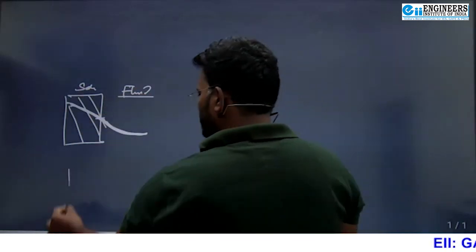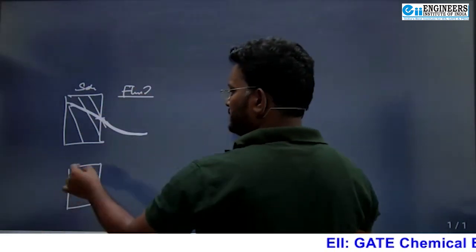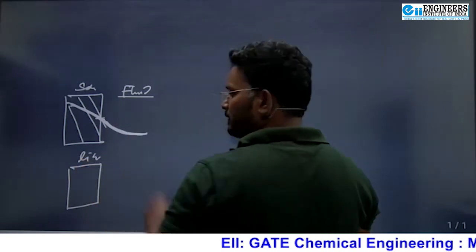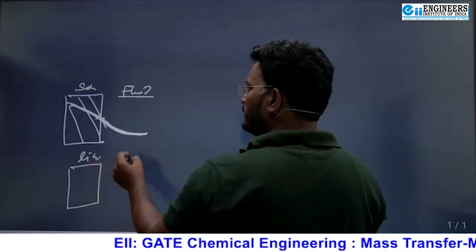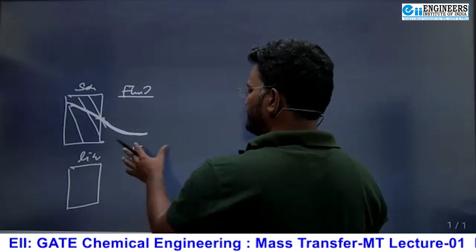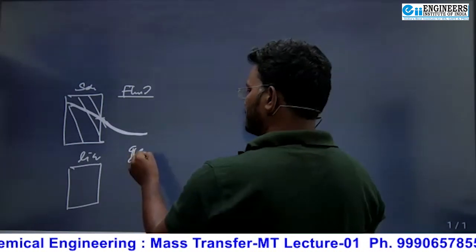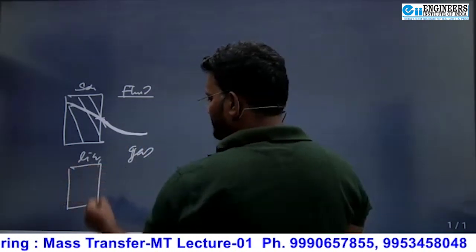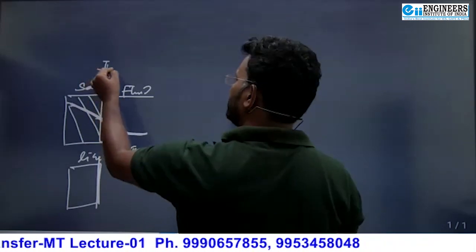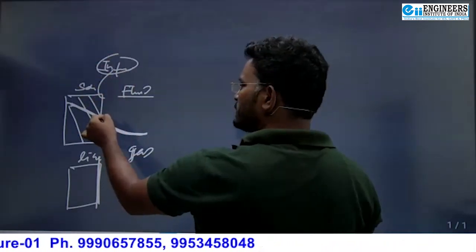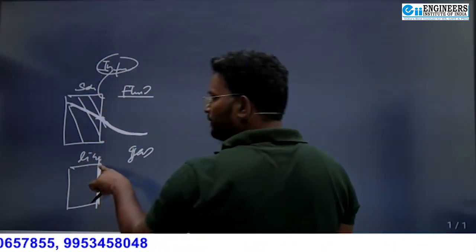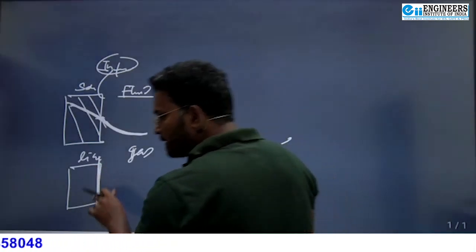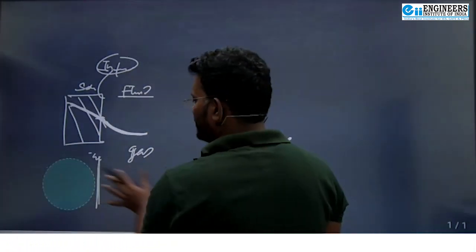Now in mass transfer, if you have two phases, just like here a liquid phase and here a fluid phase, a gas phase, let's say, and this is the interface. At the interface there is no discontinuity in heat transfer, but in mass transfer there is a discontinuity at the interface. How? Try to understand.